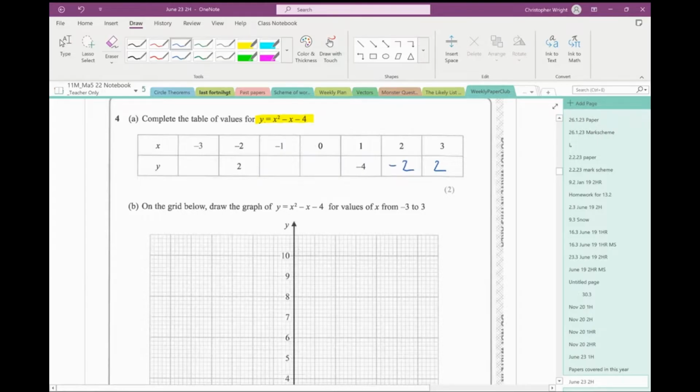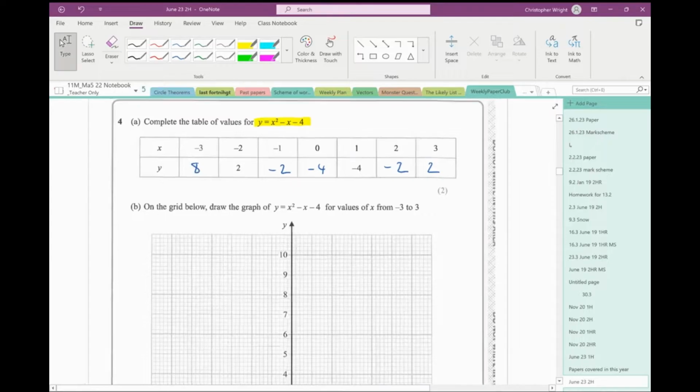When x is 0, x squared is 0, minus 4 is minus 4. When x is minus 1, I'm going to have minus 1 squared, which is 1, minus minus 1, which gives me 2. Take away 4 gives me minus 2. When x is minus 3, squared, minus 3 times minus 3 is 9, minus a minus 3 is 12, take away 4 is 8.